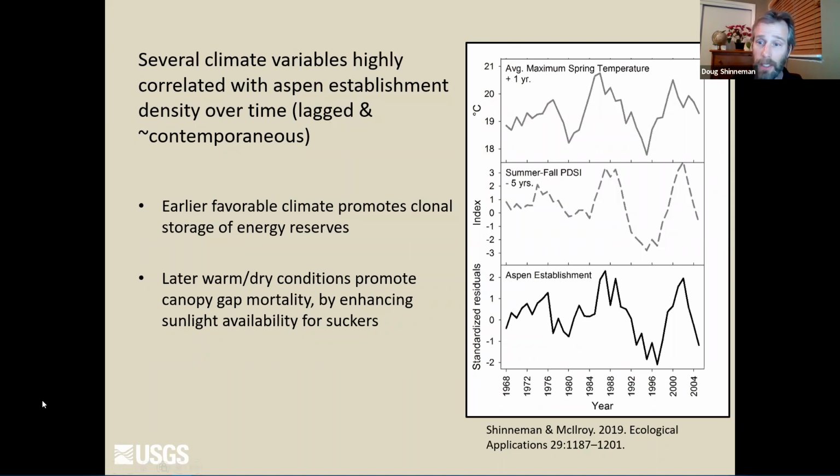We think these patterns suggest that aspen clones are producing and storing carbohydrate reserves during more favorable, especially wetter climate periods, and subsequent drier and warmer conditions, like when we have warmer spring temperatures, might be promoting canopy mortality, which then induces suckering and sucker growth, in part by allowing more sunlight to reach the forest floor, and because clones are able to capitalize on those stored energy reserves from those wetter periods that preceded each regeneration event. And on average, we're around 5 years before those regeneration events in terms of the correlations.